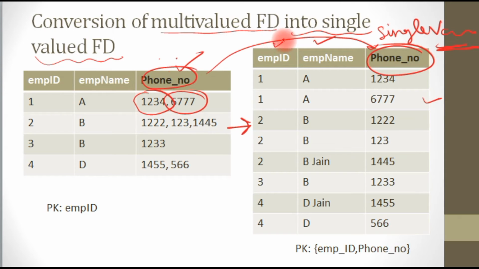See, employee ID cannot be the primary key because it contains duplicate values. Employee name also contains duplicate values, and phone number can also contain duplicate values. So what will be the primary key? The primary key can be the combination of both employee ID and phone number, because the combination of employee ID and phone number will be unique.